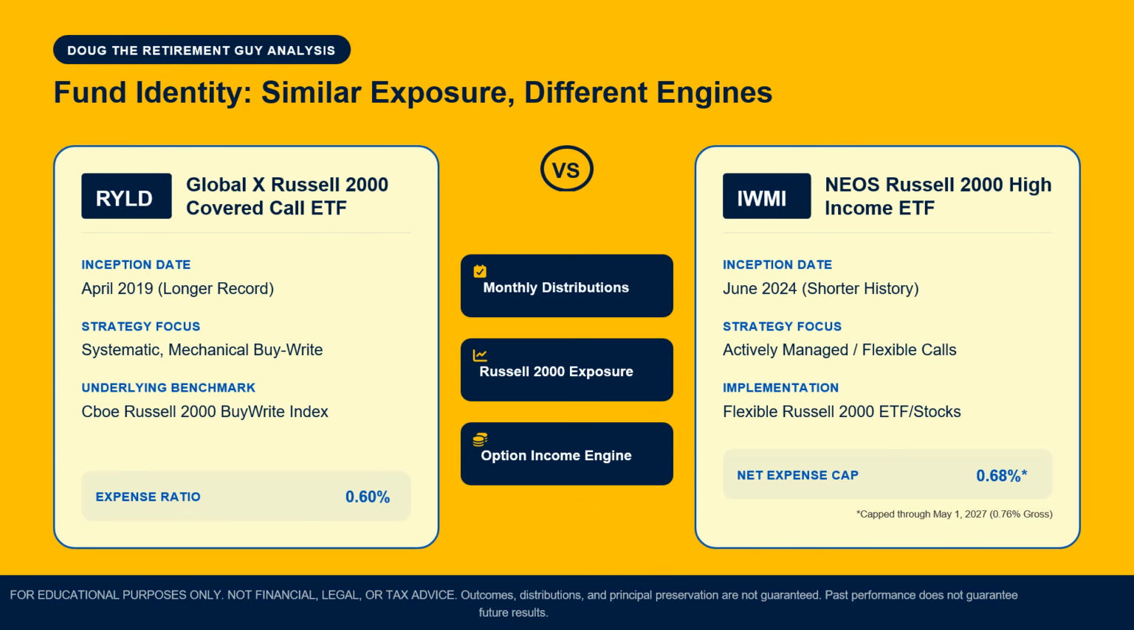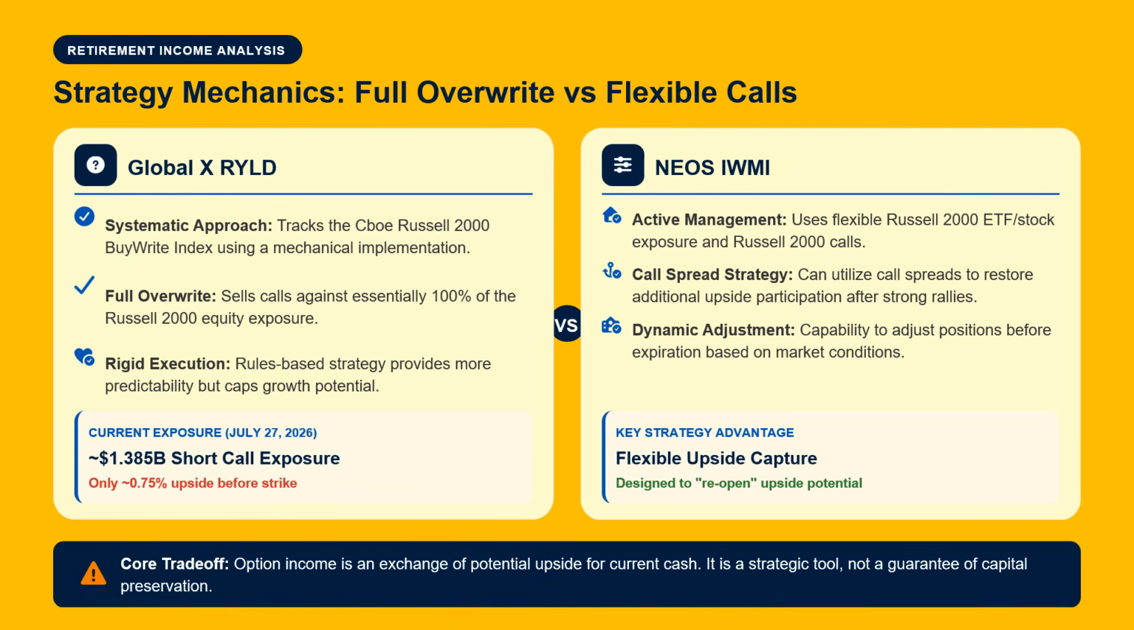When we look at NEOS, the Russell 2000 High Income ETF, this one came out in June of 2024, so a little shorter history. It is actively managed, with flexible calls, and it uses the flexible Russell 2000 ETF and stocks. The expense cap is 0.68%. Now that's capped until May 1st of 2027, and then it looks like it'll probably go to 0.76.